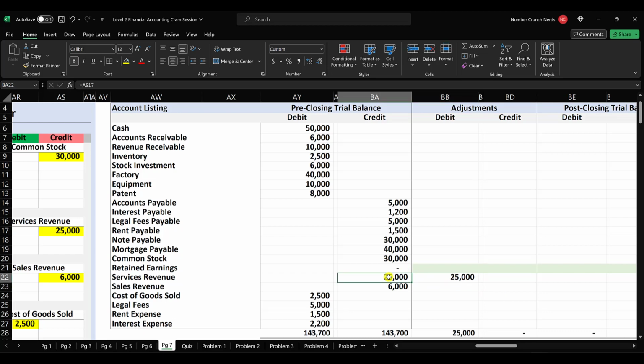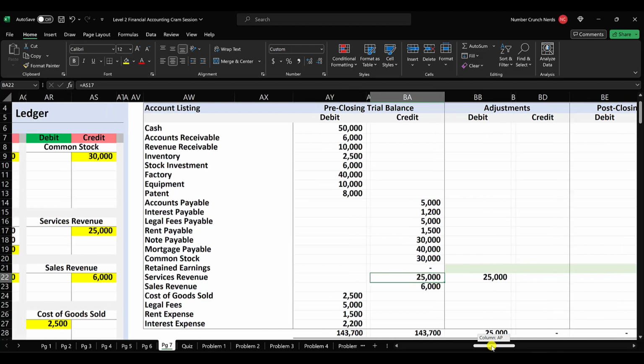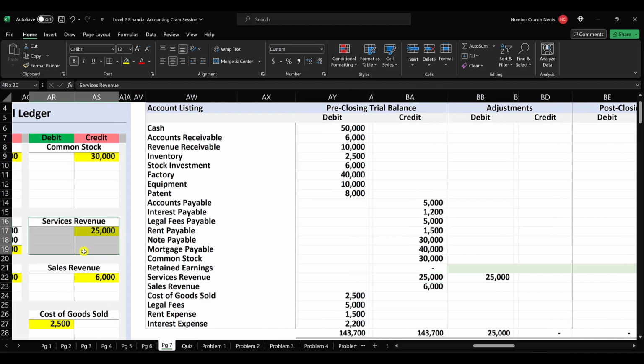Let's go back to services revenue, to this T account right here. Here's a credit of 25. That's this credit right here. If I post an entry of 25 right here, and I have 25 and 25, what's the balance in this account? Zero. That's how I zero this account out. That's how I close this account. Remember, we're closing the income statement to the balance sheet.